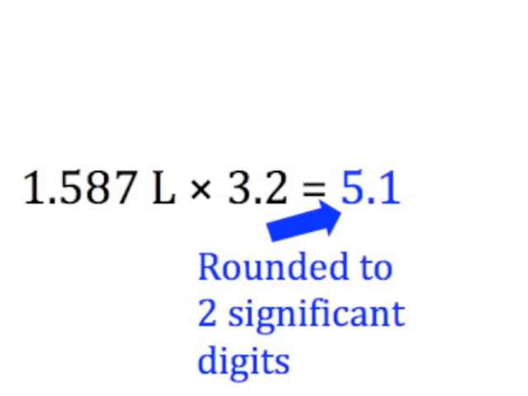Multiplying and dividing works basically the same way, except that instead of looking at how many decimal places your numbers have, you're looking at how many significant digits they contain. Here's an example. Let's say I have 1.587 liters, and I'm multiplying it by 3.2. My answer is only going to have 2 significant digits in it because I know that 3.2 only has 2 significant digits. It doesn't matter if it's in the other order, no matter what, your answer will have the same number of significant digits as the number you're multiplying or dividing that has the least number.